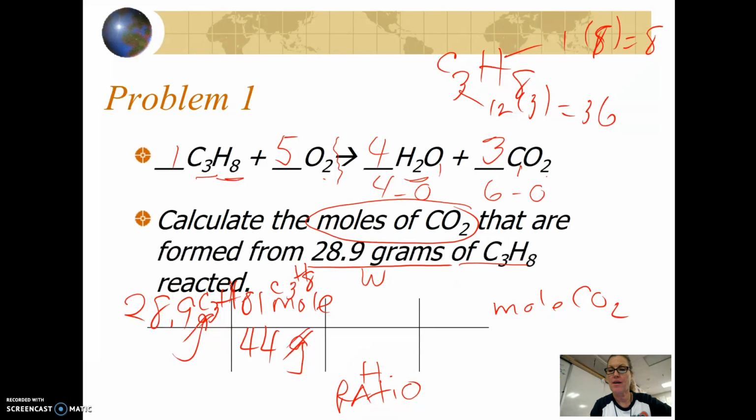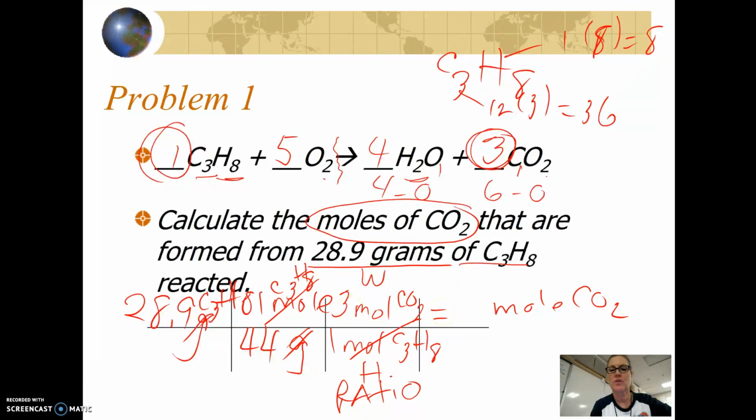The want over the have. So when you think about that, I look at my circle: moles of CO2. I want moles of CO2, so I'm going to put 3 moles of CO2 on the top because I want that. The stuff I've already got is the C3H8, and look what it says, 1 mole of C3H8. So when you do that, you're going to cancel the moles of C3H8, and you're going to solve now for moles of CO2 because that's what's on the top.